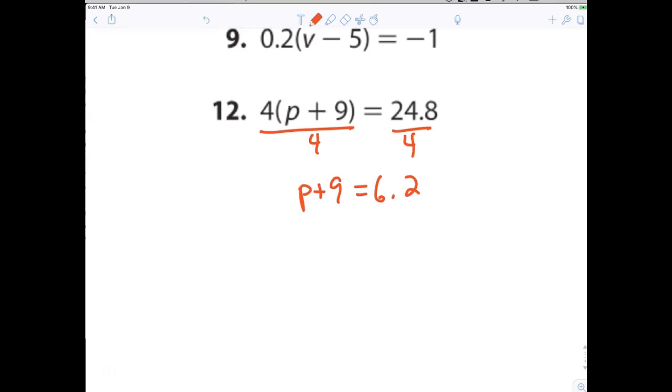Everybody happy with that? Now I have to do what to both sides? Minus 9. All right, now here's the mental math here. Is the answer positive or negative? Negative. So I put the negative down. Now, do I add them or subtract them? Subtract. If you have a positive and a negative, you always subtract. I knew the answer was negative because the 9 is bigger than the 6. Do you agree? Now, mental math this. Come on, guys. What's 9 minus 6?